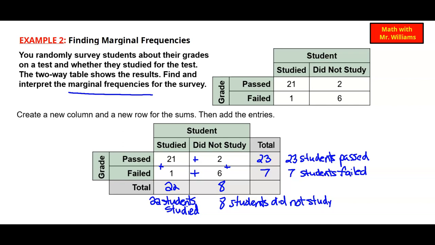Now we can find our totals, and they should align. So we have 23 plus 7, we will arrive at 30, and 22 plus 8 would get us also 30. So 30 students total were surveyed.